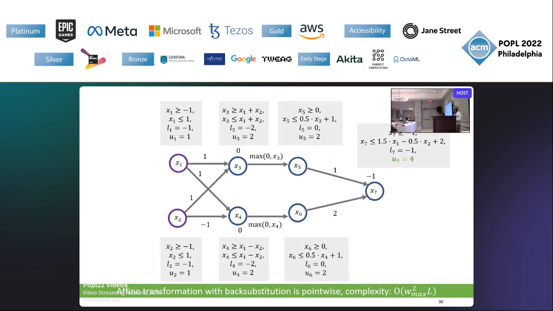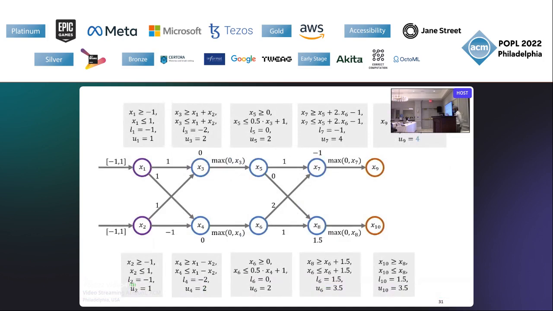And then back substitution can be done for each neuron independently, because it just requires reading constraints from the previous layer. And because of that, it can again be parallelized on the GPU. Then you can also use it for training and so on. The complexity for one back substitution is quadratic in terms of the width, like the number of neurons in a layer, and linear in terms of the number of layers in the network.